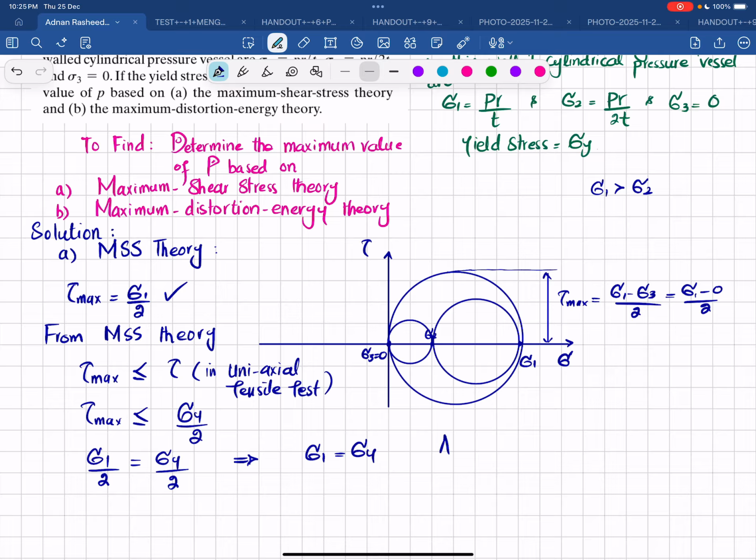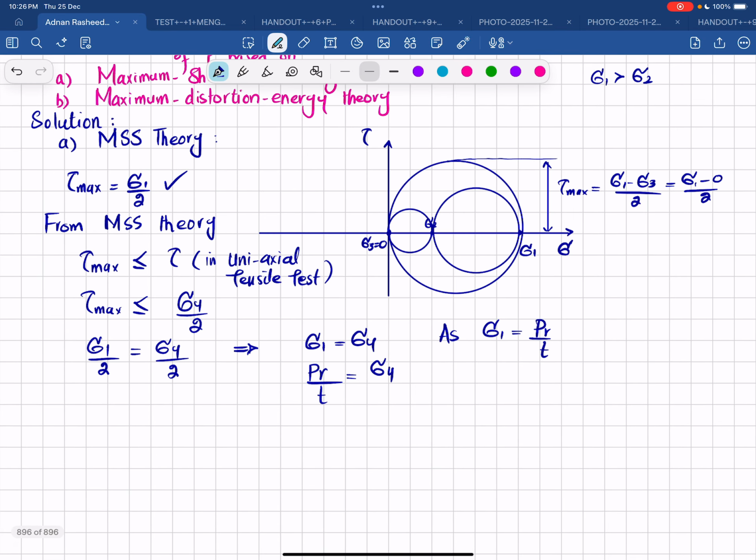As sigma 1 is equal to PR divided by T, we can write PR divided by T is equal to sigma yield. And from here, since we are interested in finding P, P will be equal to sigma yield multiplied by T divided by R. And this is the value of pressure in the thin wall pressure vessel using MSS.